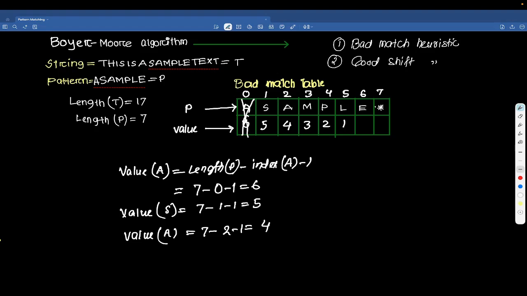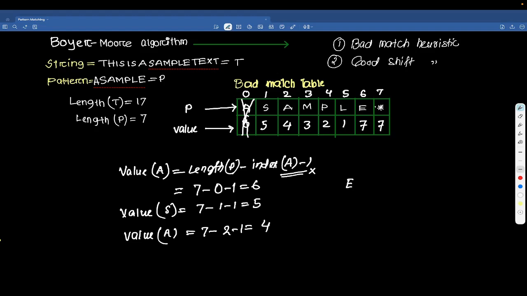Now here is the interesting part. For the last character E, we do not calculate the bad match value using this formula. The value for the last character is always the length of the pattern, which equals 7 here. Similarly, the star indicates any character other than this set of characters in the pattern, and that value is also taken as the length of the pattern, 7.